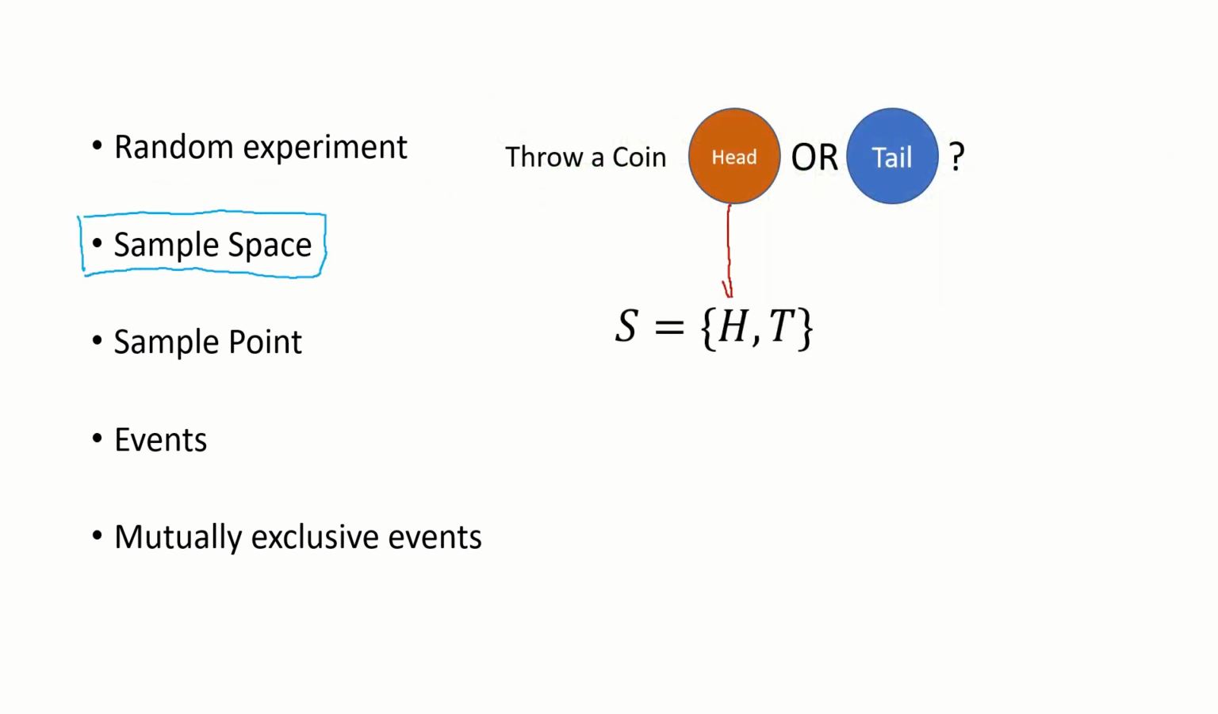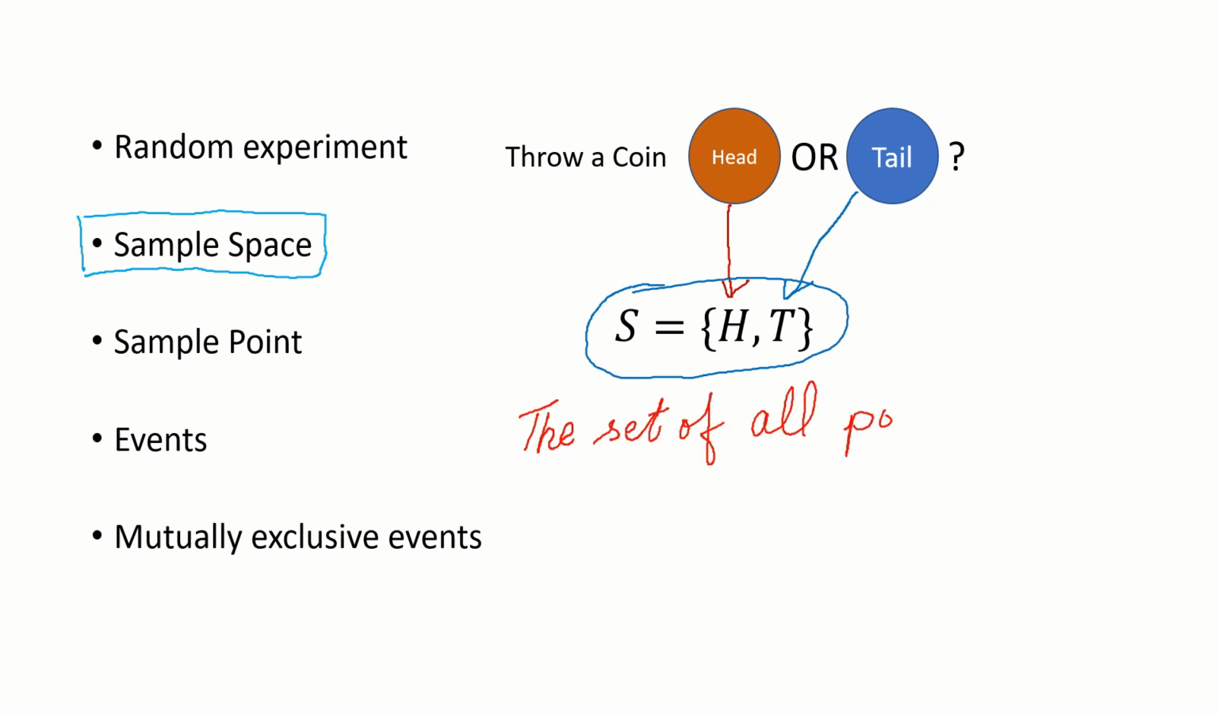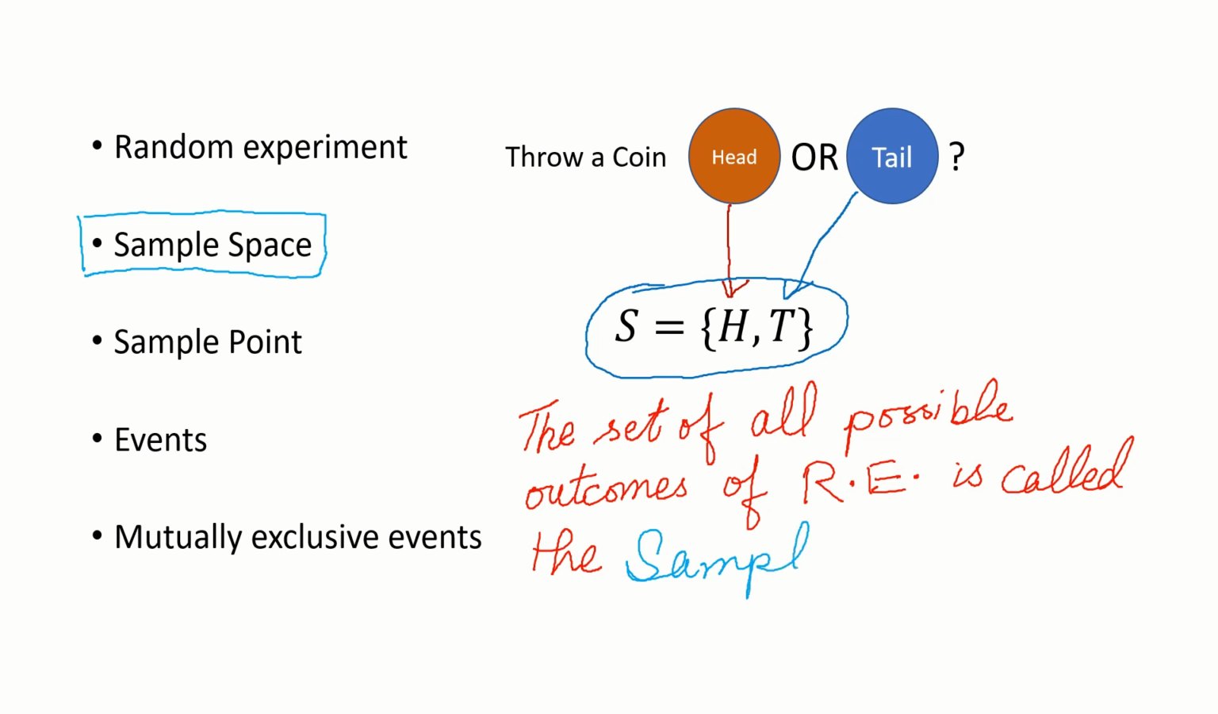The set of all possible outcomes of a random experiment is called the sample space of the random experiment. If you throw a coin, head and tail are the possible outcomes. Either head or tail will show up. So the sample space of tossing a coin is the set containing head and tail. We denote them by the letters H and T. A sample space is usually denoted by the capital letter S.